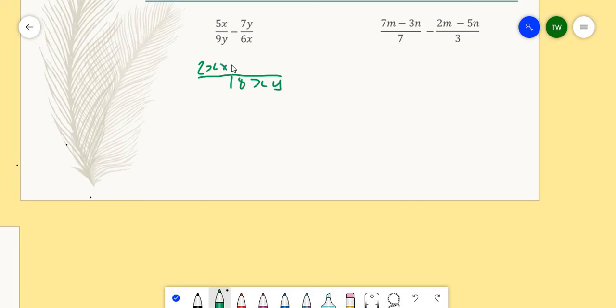Alright? And we'll put that in a bracket. Put back our subtraction sign. Now we're going to take 6x to divide 18xy, and that's going to give us 3y. So we're going to take the 3y to multiply our numerator, which is 7y here.